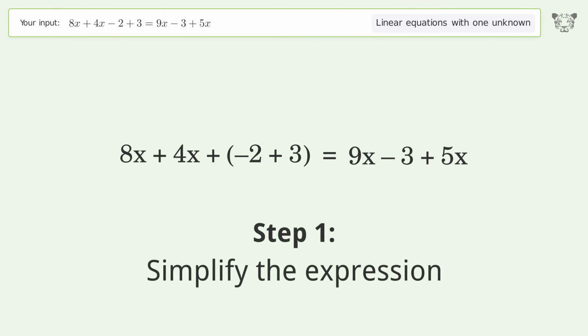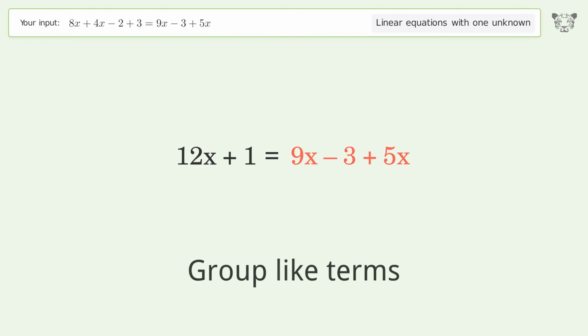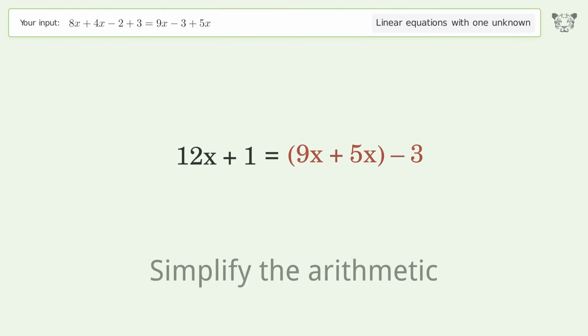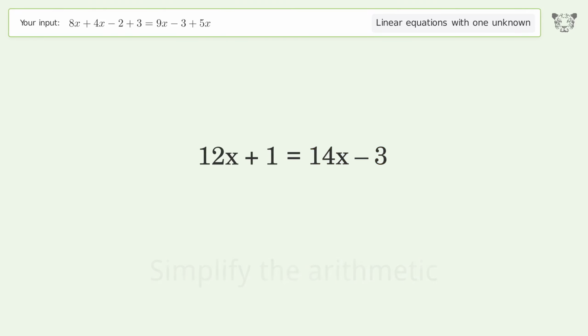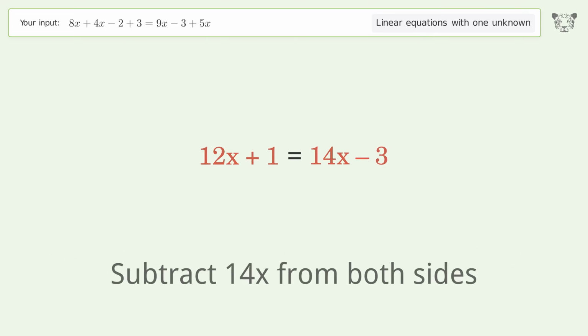Simplify the expression. Simplify the arithmetic. Group like terms. Simplify the arithmetic. Group all x terms on the left side of the equation. Subtract 14x from both sides.